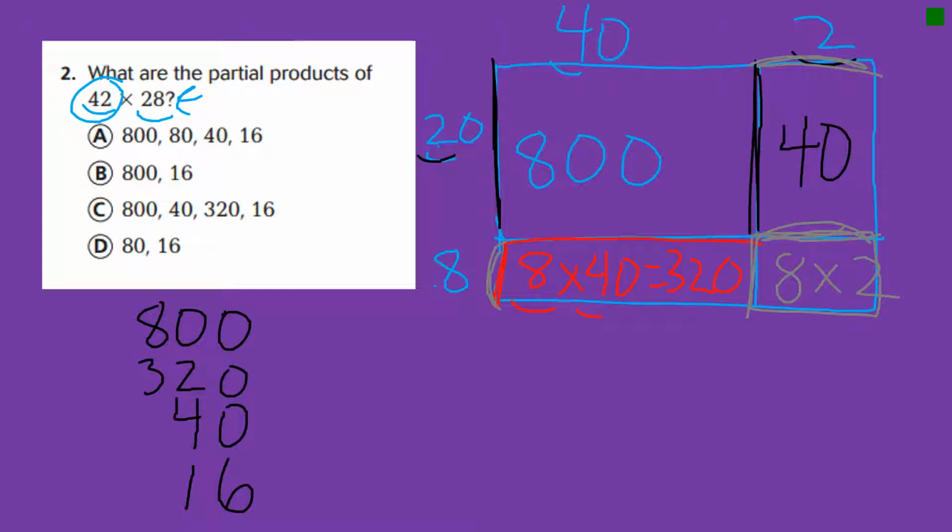Okay, so let's see which one is a match. 800. These first 3 have 800, so you're out. 320. Oh, there's 320. That's the only one with 320. Well, let's check the rest of it. 40 and 16. Yes, C. You are the winner.